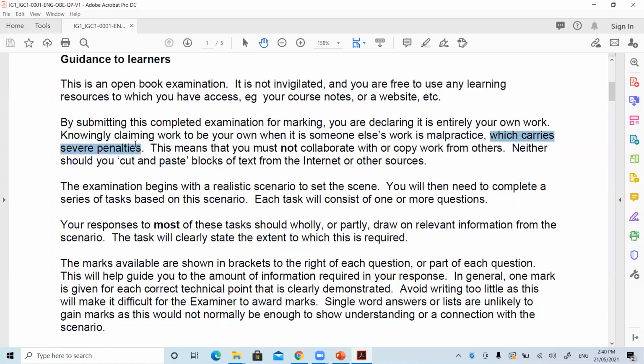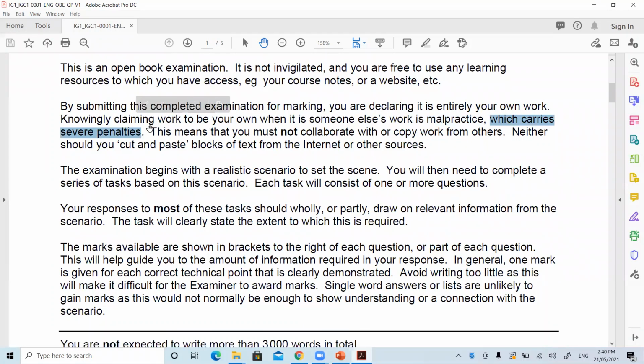This carries severe penalties. Okay, so make sure you do not copy and paste from the internet, do not copy and paste from the book, and do not copy and paste from someone else's answer. You have to write your answer in your own words. Now, before we move on, let me tell you that NEBOSH have a software.